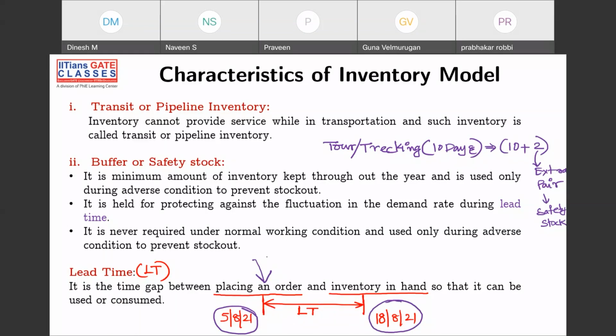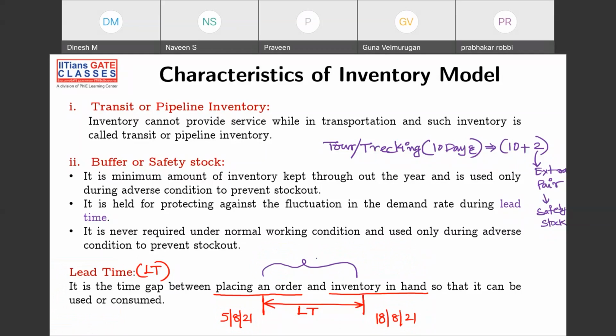Let's say you're ordering today, 16th March. Let's assume that you're ordering on 16th March and you're getting it on 20th March. So what is the lead time? Lead time is 5 days, isn't it? 5 days. Yes. So that is the time gap.